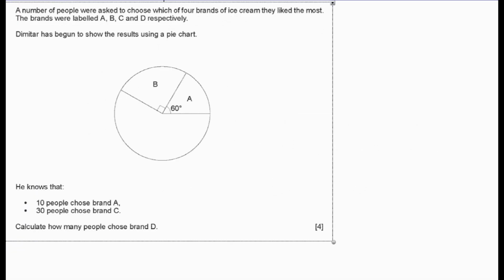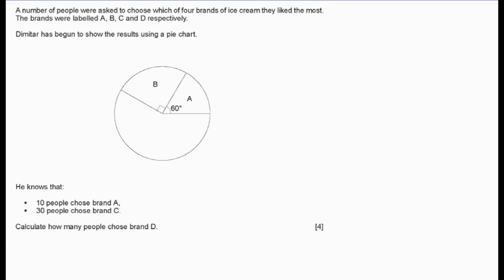Here's a slightly trickier GCSE question. In this question, we're not really expected to use a protractor, we're just expected to use our knowledge of angles and proportion. So we know here that 10 people chose brand A and 30 people chose brand C. We want to calculate how many chose brand D. To do this, we're going to use the information that we have about brand A to work out the multiplier for the situation. We know that brand A is 60 degrees on the pie chart. And this is worth 10 people, because 10 people chose brand A.